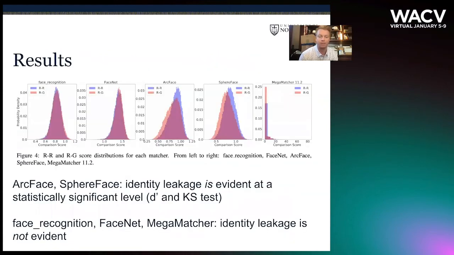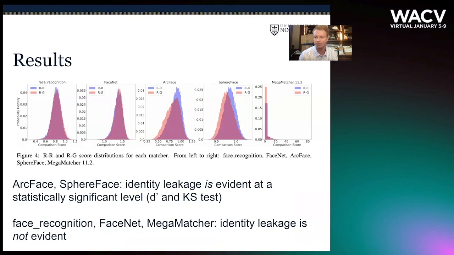However, for the real versus real and real versus generated scores, we saw something a little bit different than what we saw previously. For ArcFace and SphereFace, we saw that identity leakage is evident. You can see this in our tables, but also in the graphs. This leftward shift for comparison scores indicates that the generated images are actually closer to the real images than other real images are, meaning that some facial features are being leaked somehow through the training process for ArcFace and SphereFace. However, Megamatcher, FaceNet, and face recognition do not support this claim of identity leakage.